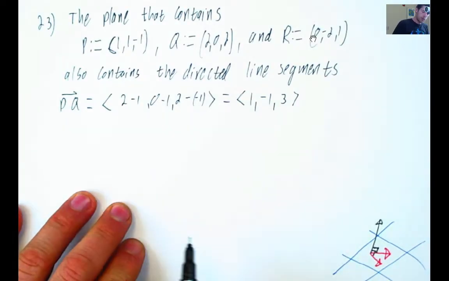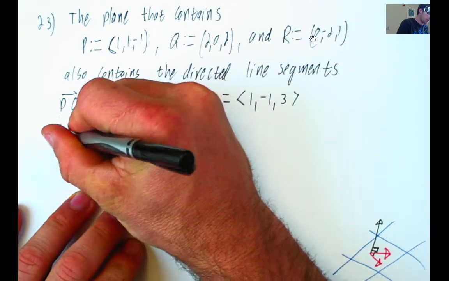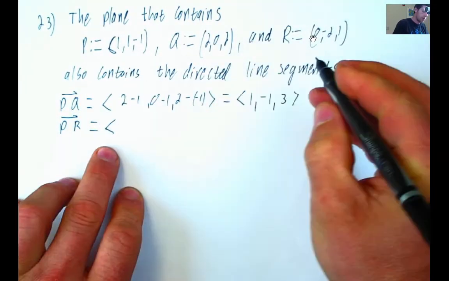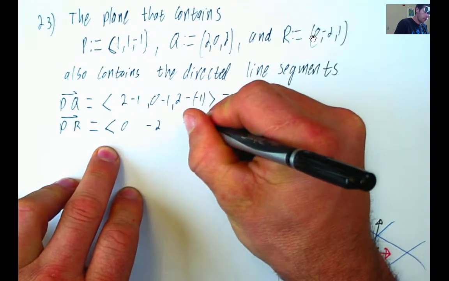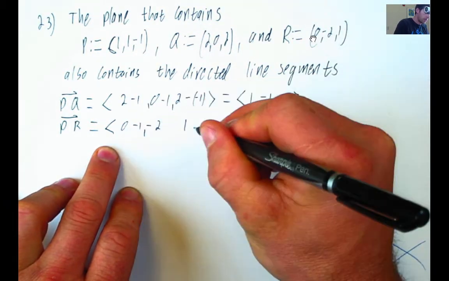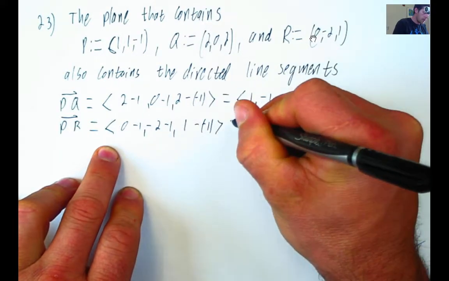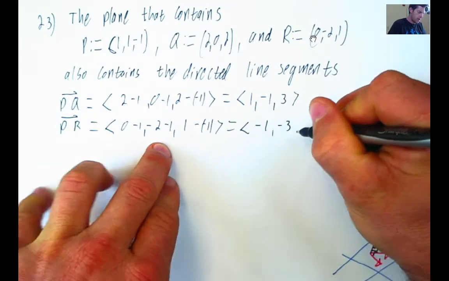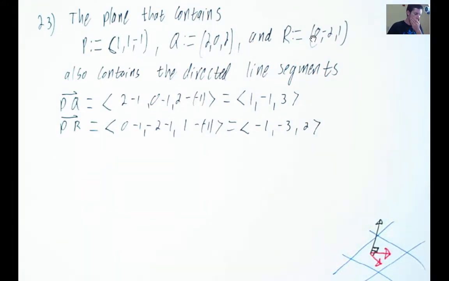And let's see, I could also do, say, P to R. PR, so I want to put components of R first, 0, -2, and 1, and I subtract the components of P, 1, 1, and -1. That comes out to a nice round -1, -3, 2. Okay.